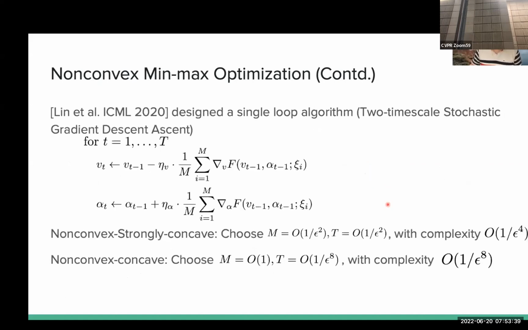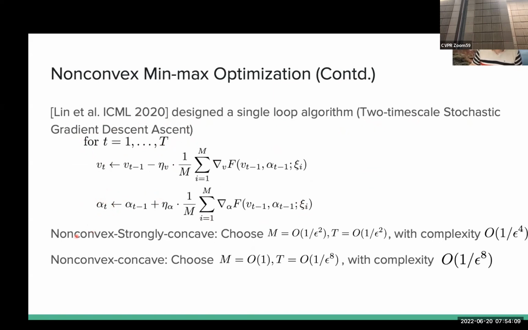Okay. And then Lin et al. at ICML 2020 designed a single loop algorithm. Remember that in the previous two algorithms, they are all double loop, right? Their key insight is that they use two time scale stochastic gradient descent ascent. The algorithm is pretty simple, it's just a one loop algorithm. They update v, the minimization variable, by mini batch stochastic gradient descent, and they update the dual variable alpha by mini batch stochastic gradient ascent.